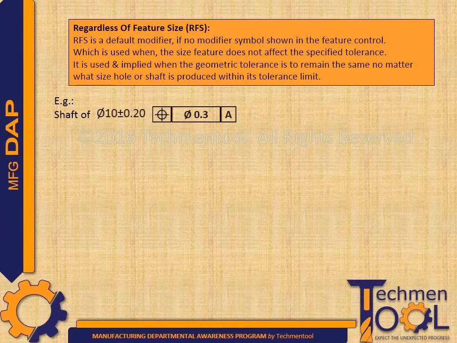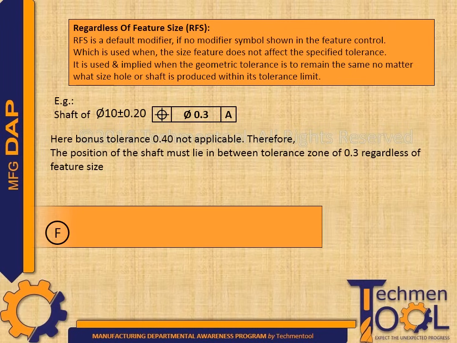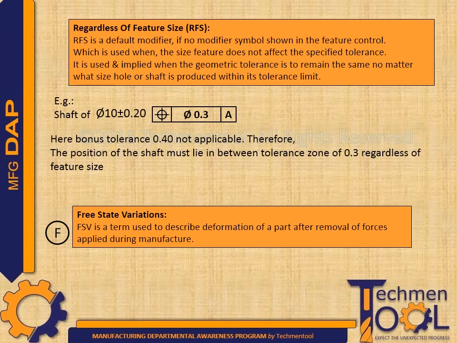In this given example, bonus tolerance 0.4 is not applicable. Therefore, the position of the shaft must lie within the tolerance zone of 0.3 regardless of feature size. Free state variations. Free state variation is a term used to describe deformation of the part after removal of forces applied during manufacture.